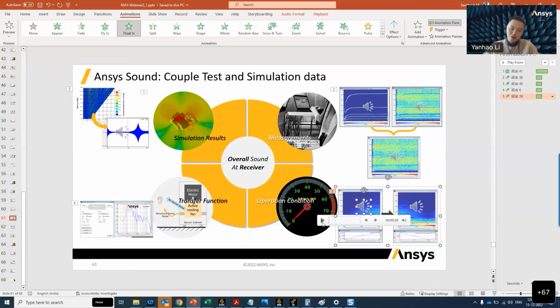We try to simulate a sound. First, you can play this one. This is the recorded sound.